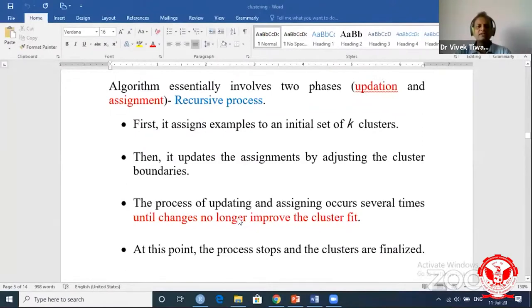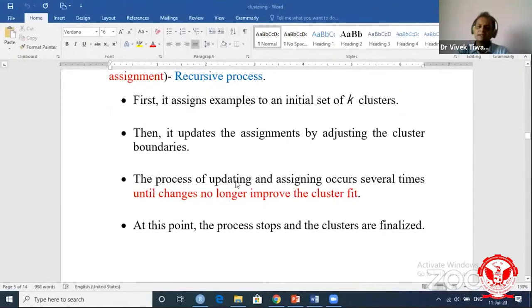That is written over there in the third bullet point. The process of updating an assignment occurs several times until changes no longer improve the cluster. That is an iterative process. It will continue until some stopping criteria match, and some of the stopping criteria are also written over there. It continues until the changes no longer improve the cluster fit. So what is the meaning of cluster fit? Cluster fit means the same thing, homogeneity and heterogeneity, those two objective functions we have covered.